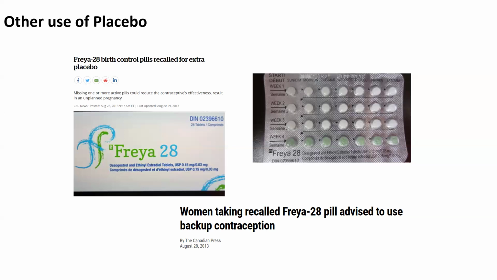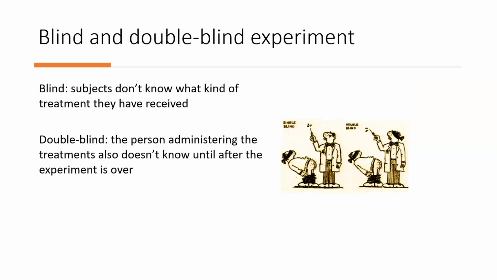So the company found out and they issued a recall and advised people who are on the drug to go on emergency contraceptive because essentially the pills are not working. So that's how a placebo can be used in a real life situation other than an experiment. All right, let's keep going.